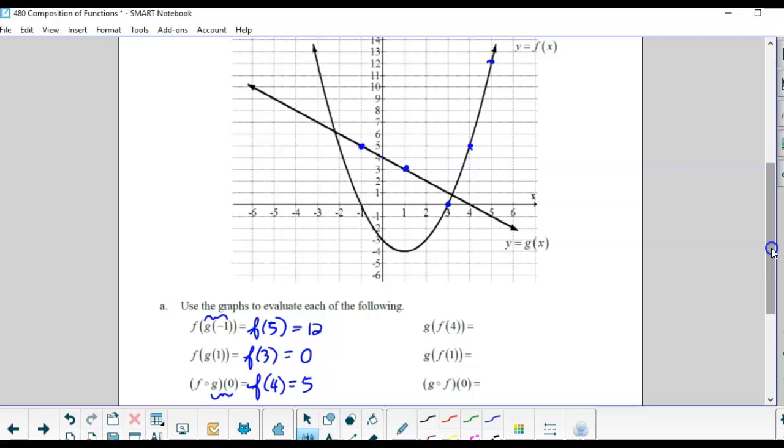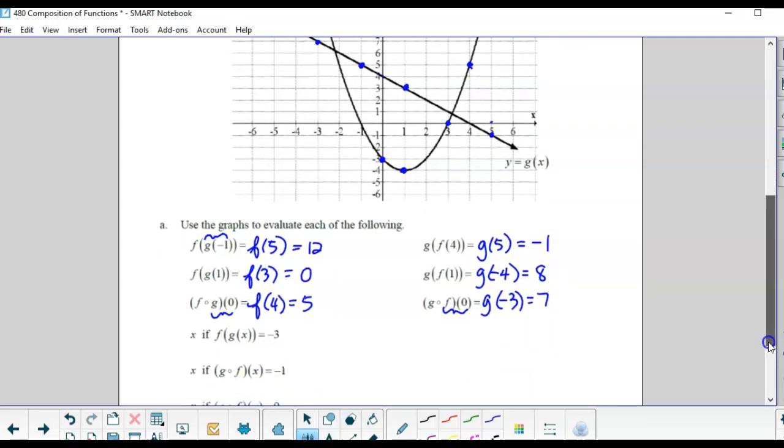And then g of f. So here in the right-hand column, f of 4. So on f, when x is 4, y is 5. So this is going to be g of 5. Then I look when x is 5 on g, y is -1. Then when x is 1 on f, I get -4. And then g of -4 is 8. And then f of 0 is -3. g of -3 is 7.